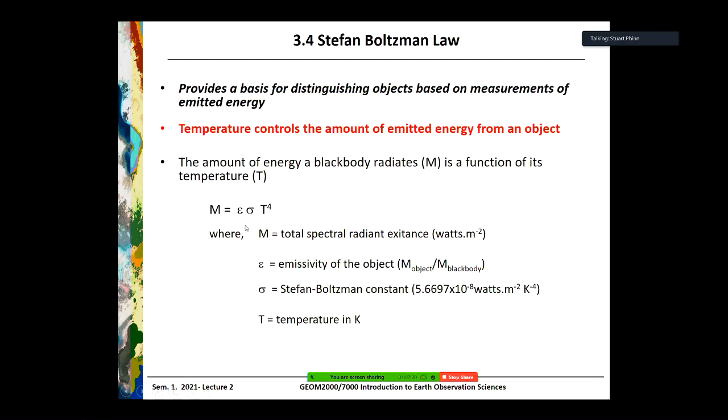So this equation is the Stefan-Boltzmann law. M is the amount of energy coming from an object. It's essentially its emissivity times a constant times temperature to the fourth power. Looking at that equation, temperature is to the fourth power, so very small changes in temperature produce very large changes in the amount of energy. Again, the key point here is temperature controls the amount of energy coming out of an object, and it's very sensitive to that.